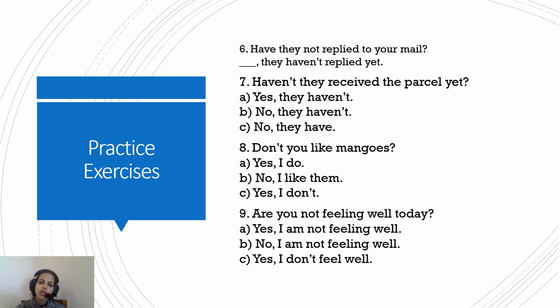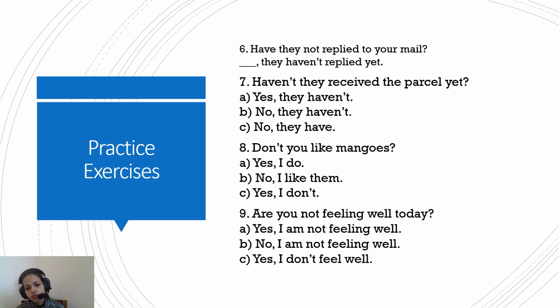Have they not replied to your mail? No, they haven't replied yet. You will not say yes, they haven't replied yet. You will say no, they haven't replied yet. With yes and no, you keep the same tone because otherwise it will confuse. Haven't they received the parcel yet? Yes, they haven't. No, they haven't. No, they have. Which is the way to go? No, they haven't, because no and haven't go together. Do not confuse it with the double negatives rule, because this is just with yes and no, the affirmative yes and no. This is specifically for yes and no.